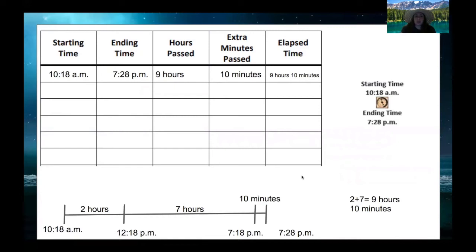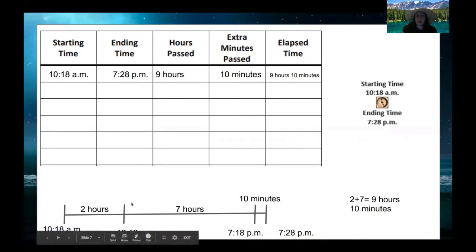I'm going to count forward 2 hours: 10:18, 11:18, 12:18 p.m. So I switched from 10:18 a.m. to 12:18 p.m. Then I'm not at my end time yet. I have to get to 7:28. So I'm going to count on 7 more hours. So 12:18 p.m., 1:18, 2:18, 3:18, 4:18, 5:18, 6:18, 7:18. So that is 7 more hours.